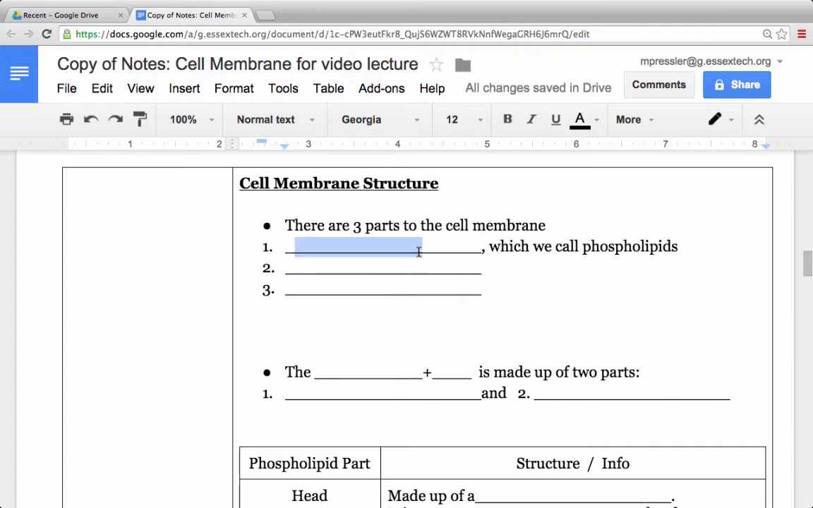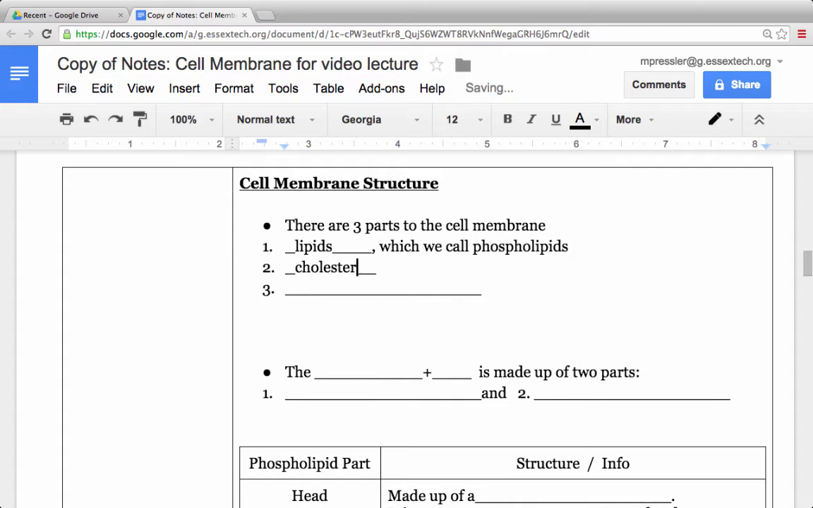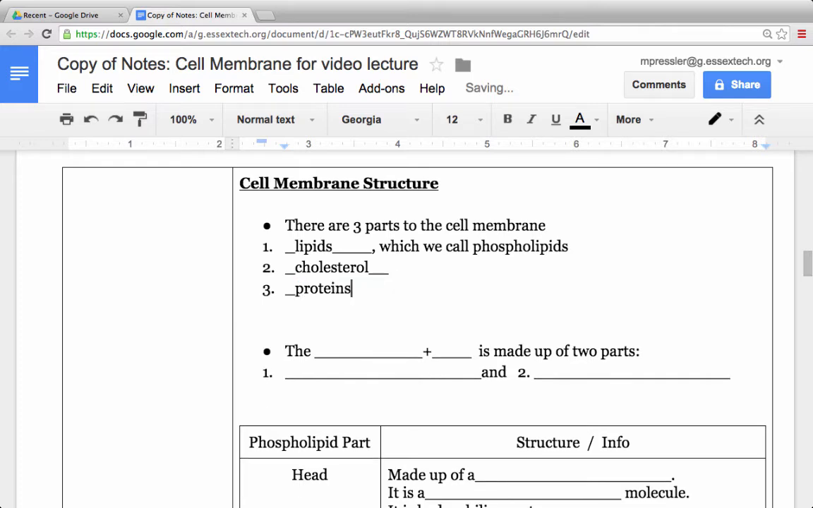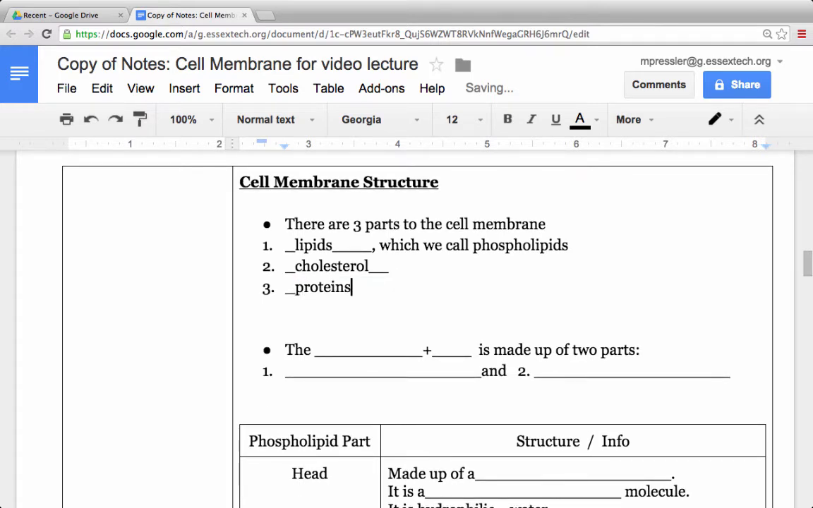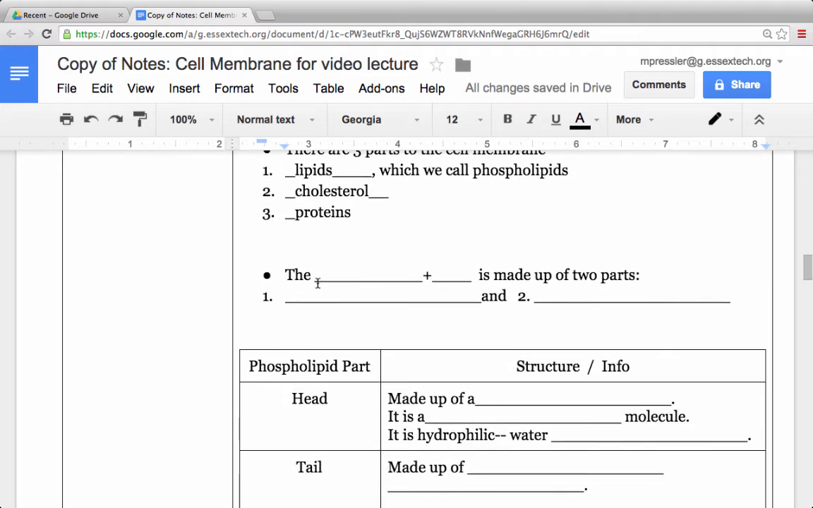So let's fill in. We have lipids, we have cholesterol, and we have proteins. Those are the three parts to the cell membrane. Phospholipids make up most of the cell membrane.